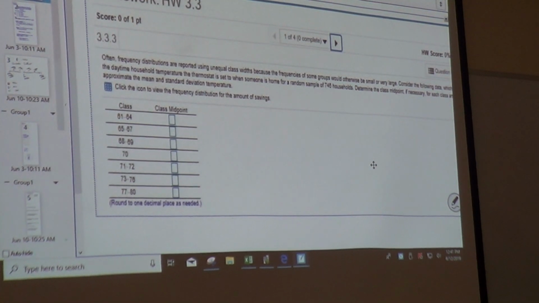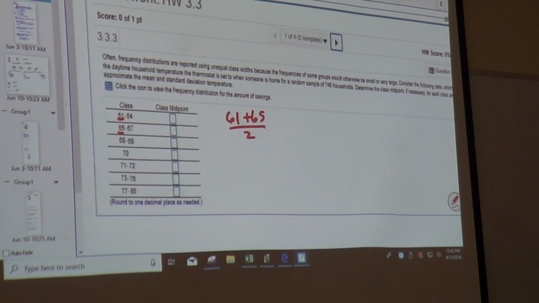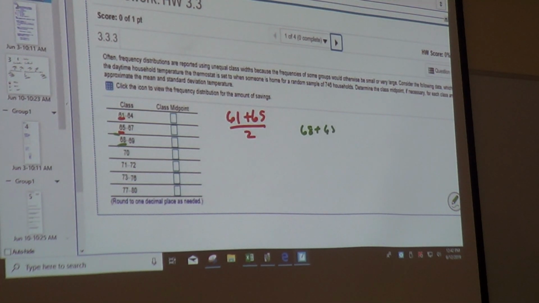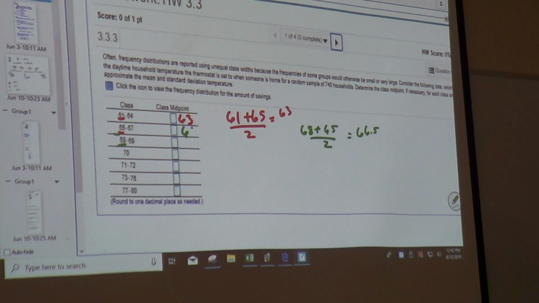So, to get our midpoints, we're going to do 61 plus 65 cut in half. Somebody who's good with the calculator real fast. And then we'll do 68 plus 65 cut in half. So what's that first answer? 63. 63, that goes there. And the next answer? 66.5. Okay. And then the next one is 70 plus 68 cut in half. 69. Okay, so 63, 66.5.